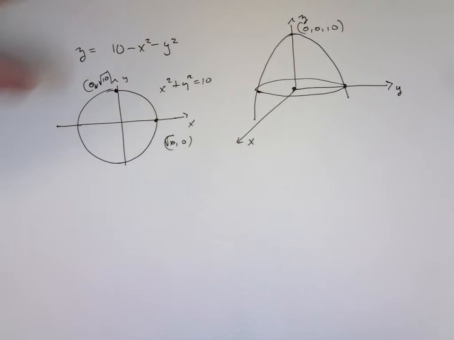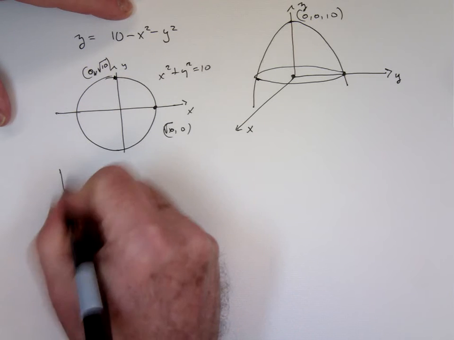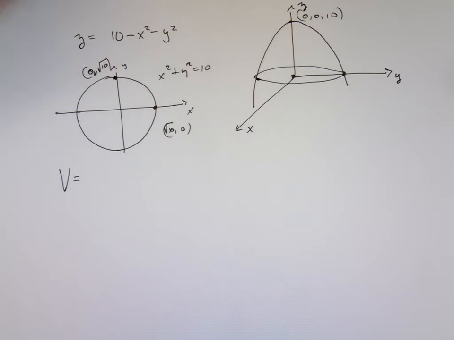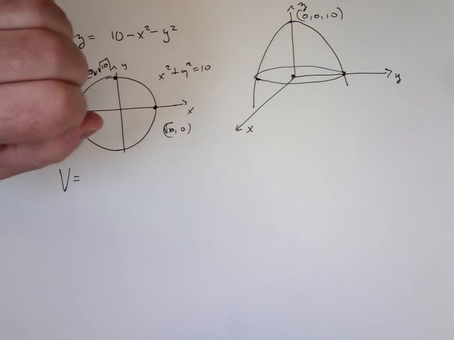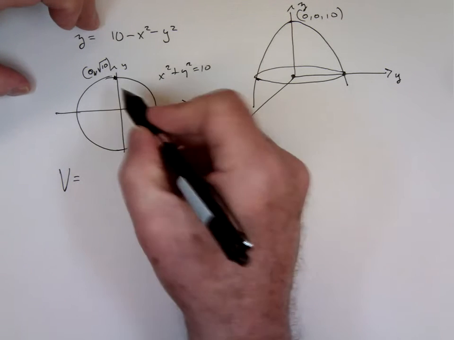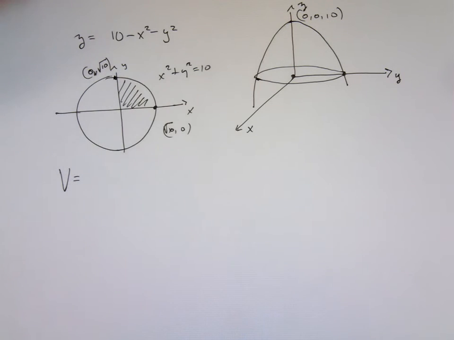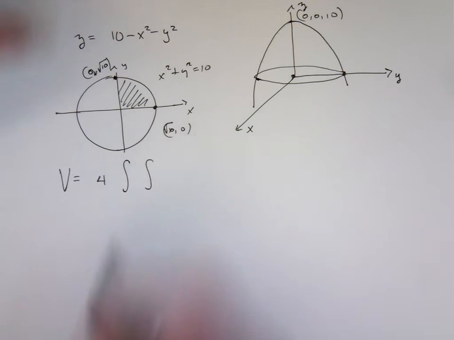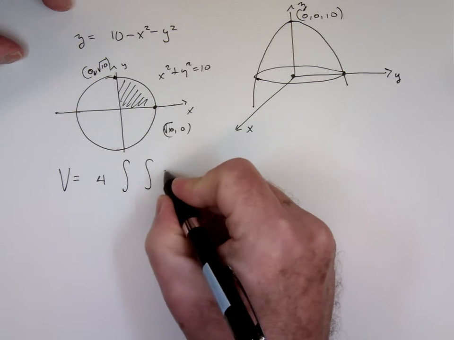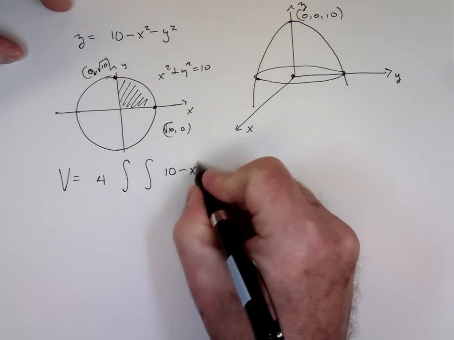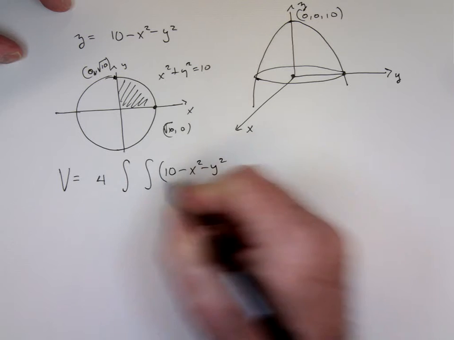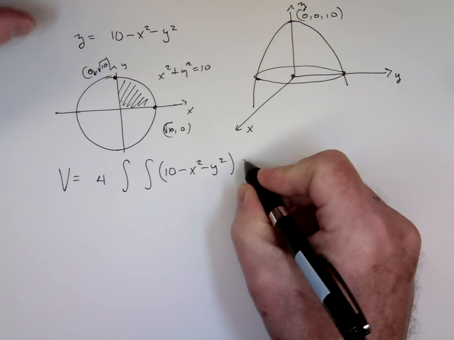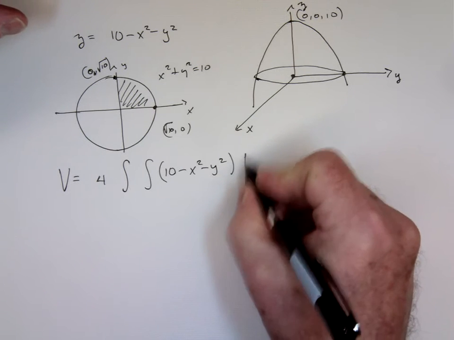Well, let's set it up. Let's do it. Volume is equal to... I'm going to use the symmetry of the situation to find the volume in the first quadrant and multiply by 4. Okay? So I'm going to say 4 times the double integral. We're going to integrate underneath this surface. We're going to take dy dx.